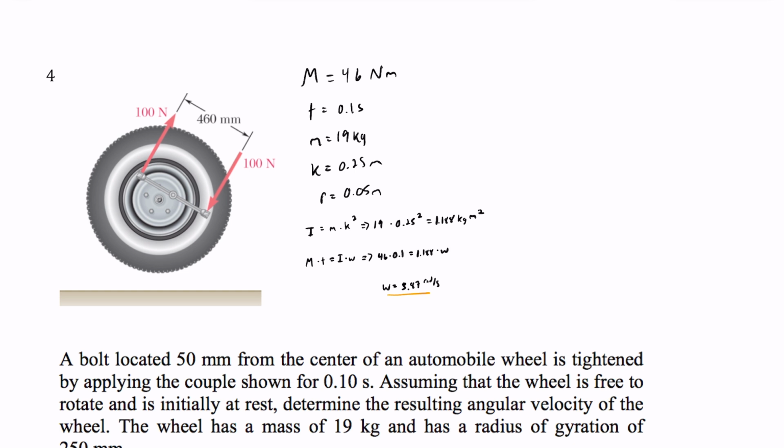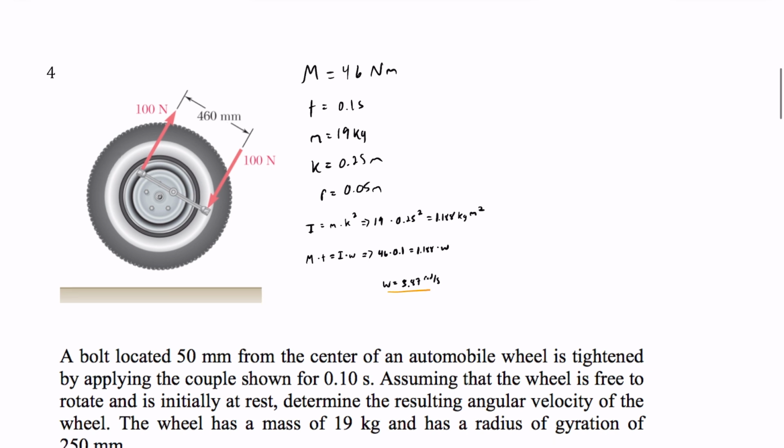For 4, M equals 46 newton meters, t equals 0.1 seconds, mass equals 19 kilograms, k equals 0.25 meters, r equals 0.05 meters, and then I will equal mass times k squared, 19 times 0.25 squared, you get 1.188 kilograms meter squared. Then you do moment times t equals I times omega, and you get 46 times 0.1 equals 1.188 times omega, and then you get omega equals 3.87 radians per second.